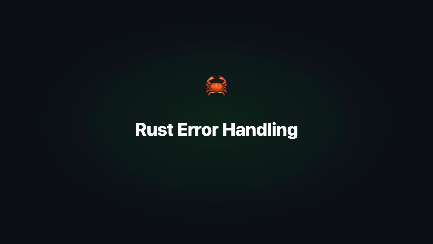Welcome to Rust Error Handling. In this lesson, you'll learn how Rust handles errors safely using the Result enum. Unlike exceptions in other languages, Rust forces you to handle errors explicitly, which prevents unexpected crashes. We'll cover the Result type, the question mark operator for error propagation, and convenient methods like unwrap and expect.